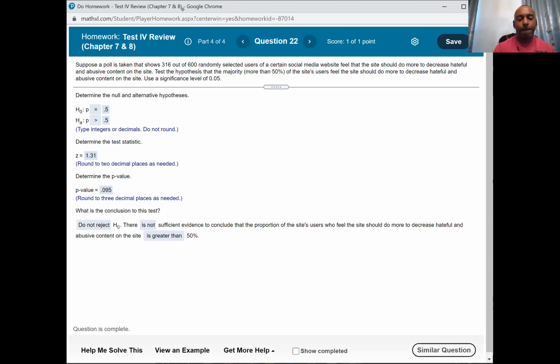I was confused. I thought 7 and 8 was going to be part of the cumulative. Well, see, what this does is it gives me room to be able to drop a lowest test grade. You know what I mean? That's why I kind of threw it in there.